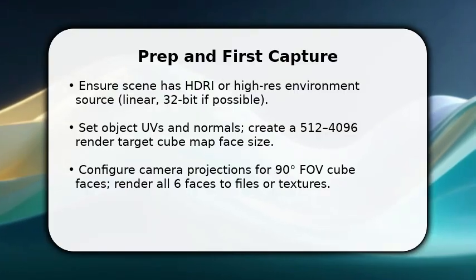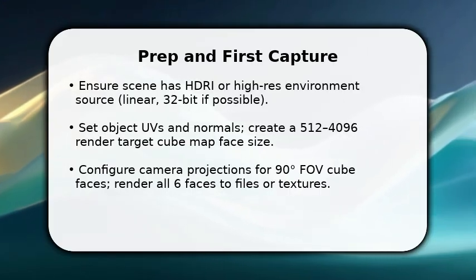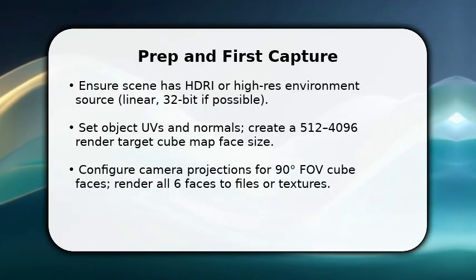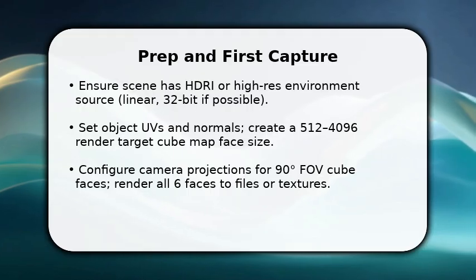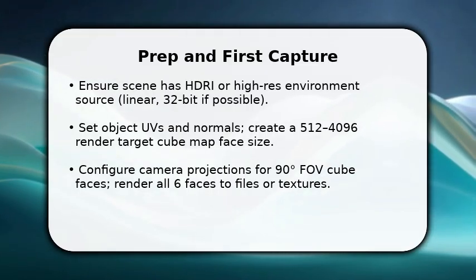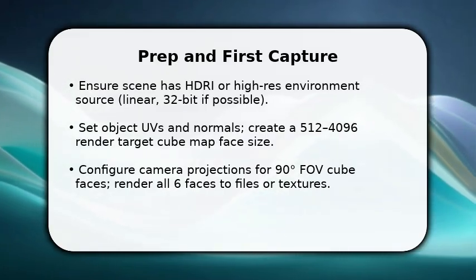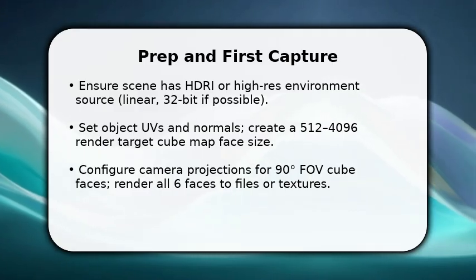You start by capturing the environment deliberately. Get an HDR, or a high dynamic range render, from your scene so reflections have real lighting data. Once done, prepare the mesh by checking UVs and normals and create a square render target sized 512 to 4096 depending on quality needs. Now render 6 cube faces at 90 degrees FOV, 1 per axis. This gives you the raw cubemap.